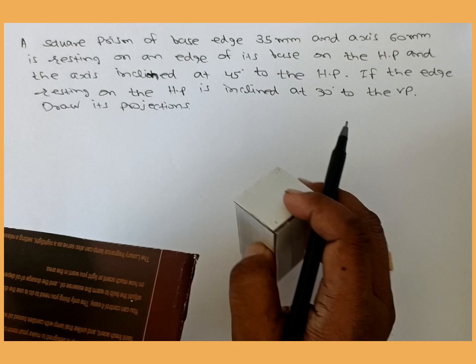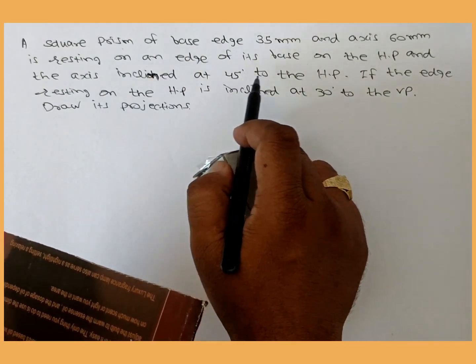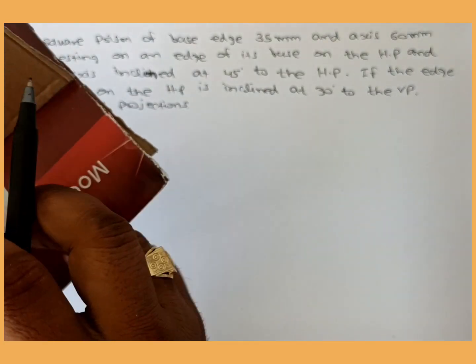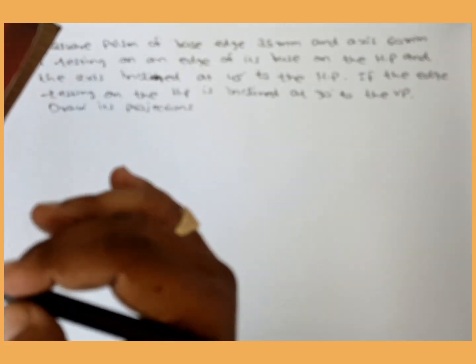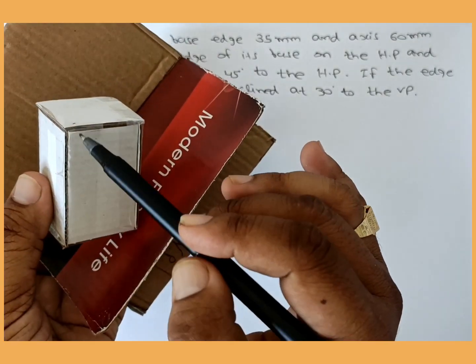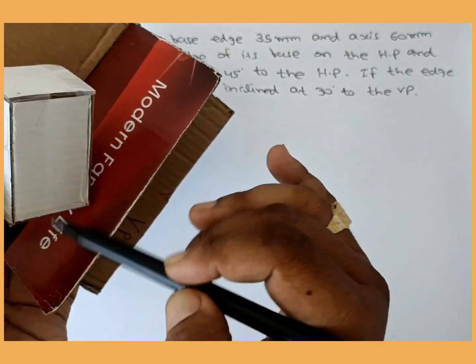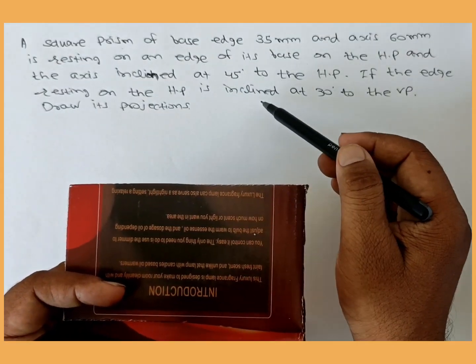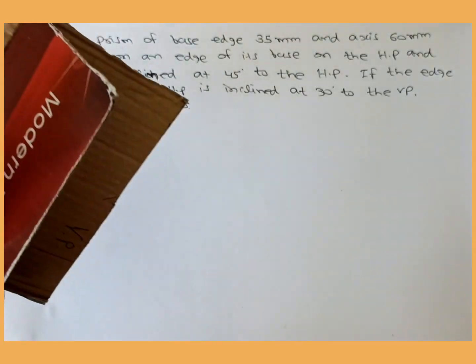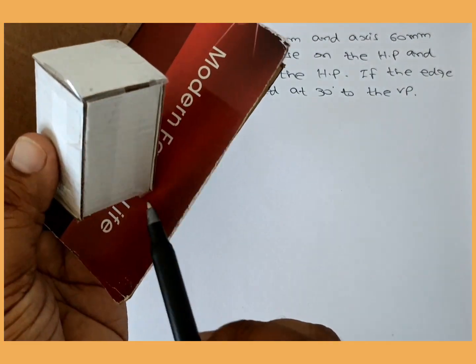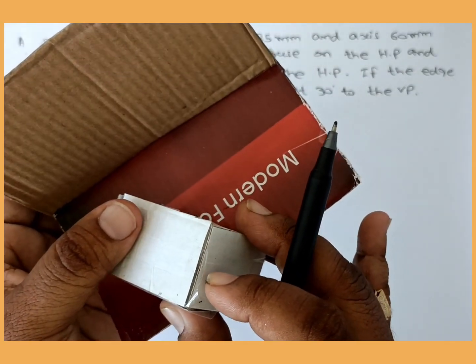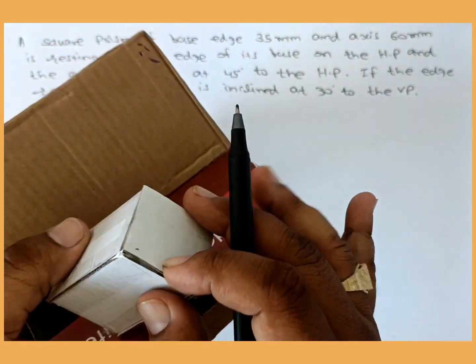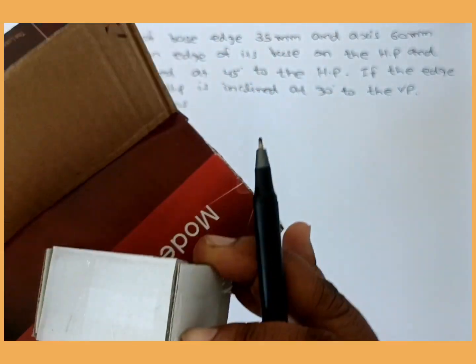Then the axis is inclined at 45 degree to the HP. The axis makes an angle 45 degree to the HP. If the edge resting on the HP is inclined at 30 degree to the VP, this edge resting in the HP makes 30 degree to the VP in this way.